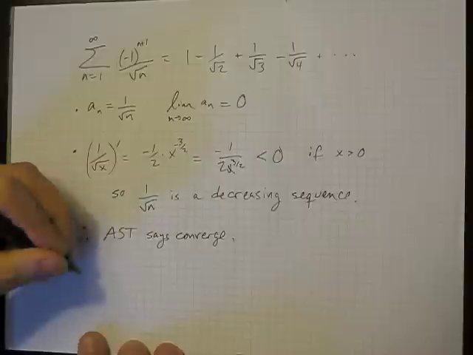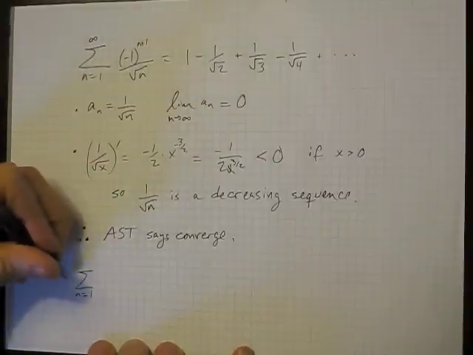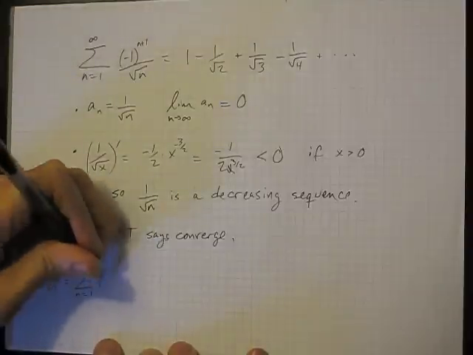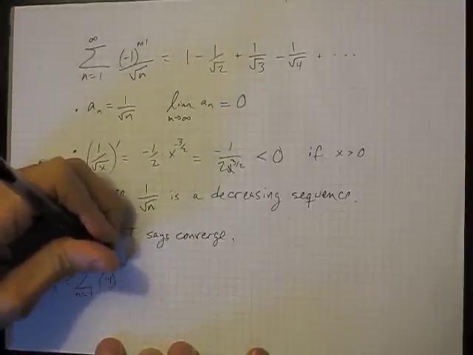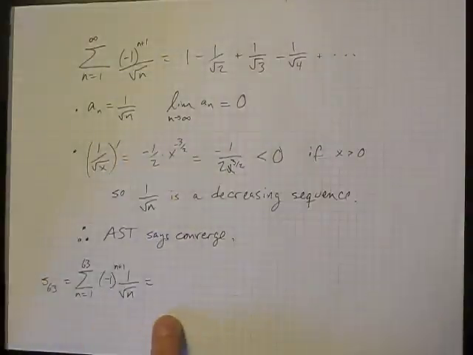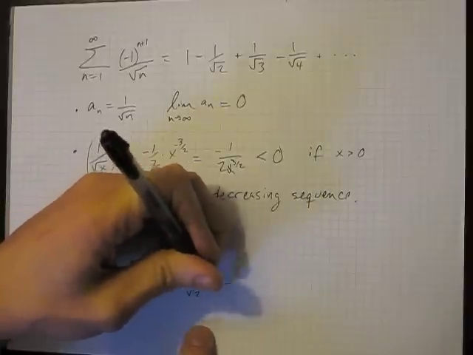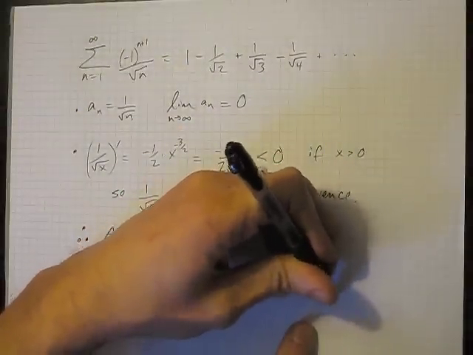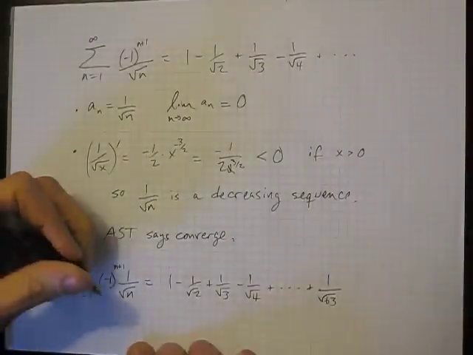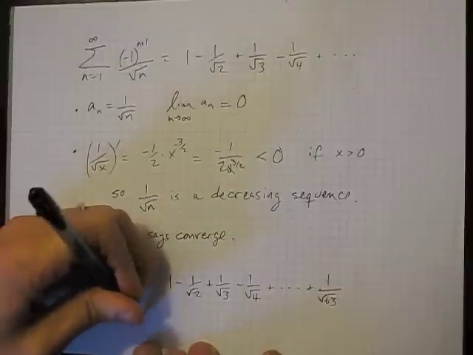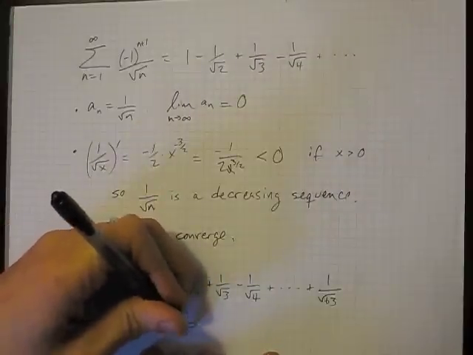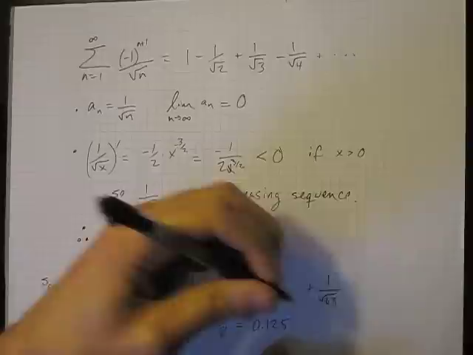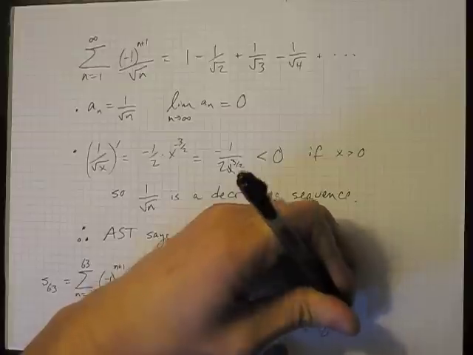Now, how far off are we? Let's go up to S_63, just randomly picking a number. So we get the sum of (-1)^(n+1) times 1 over the square root of n. So this looks like 1 minus 1 over root 2 plus 1 over root 3 minus 1 over root 4 plus all the way up to 63, so plus 1 over the square root of 63. How far off is this? This number is less than 1 over the square root of 64, which is 1/8, which is 0.125, away from the sum.